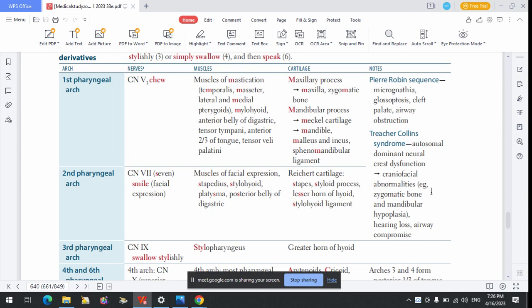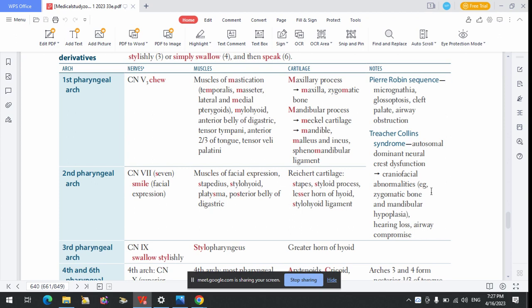Now let's go to the muscles. No, let's leave the muscles and go to the cartilage. If I want to remember the cartilage, the first thing I'll picture is the cheek. First, the mandibular and maxillary process. From the maxillary process, you are expecting two things. What is forming the cheek? The zygomatic and the maxillary bone.